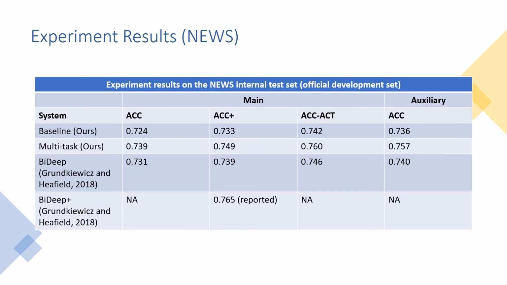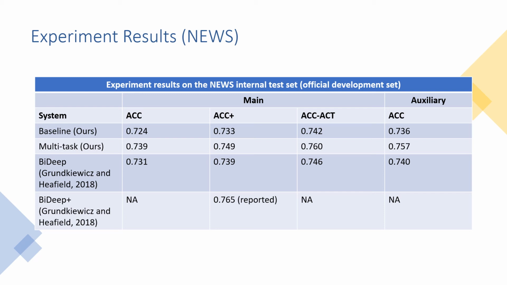The experiment results on the news official development set are shown here, where you can see there are 3 different scores for the main task and only 1 score for the auxiliary task. The ACC here stands for the traditional word accuracy. ACC Plus stands for the accuracy that considers multiple references existing in the dataset, and the news dataset does have multiple references for some names. ACC-ACT stands for the adaptive evaluation metric we mentioned in the previous slide. The reason for having only ACC for the auxiliary task is that the other 2 metrics do not make sense here.